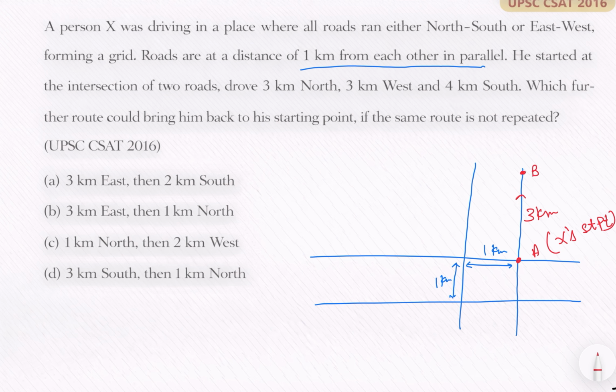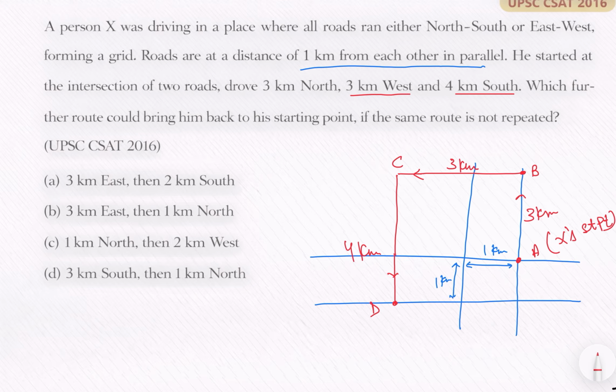Then 3 kilometers west and 4 kilometers south. 3 kilometers west, that is he will reach point C. Then 4 kilometers to the south, that is point D.